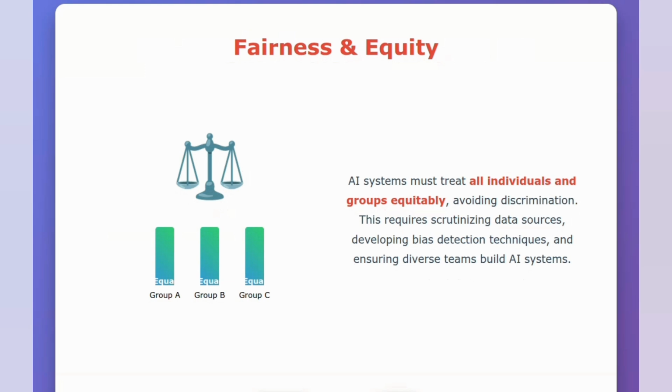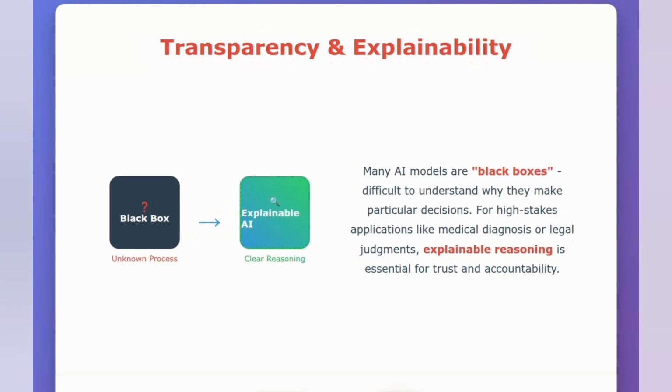We need to ensure AI systems treat all individuals and groups equitably, avoiding discrimination. This involves scrutinizing data sources, developing bias detection and mitigation techniques, and ensuring diverse teams build AI. Transparency and explainability are also crucial. Many powerful AI models, especially deep learning networks, are often called black boxes because it's difficult to understand why they make a particular decision. For high-stakes applications like medical diagnosis or legal judgments, being able to explain an AI's reasoning is essential for trust and accountability.